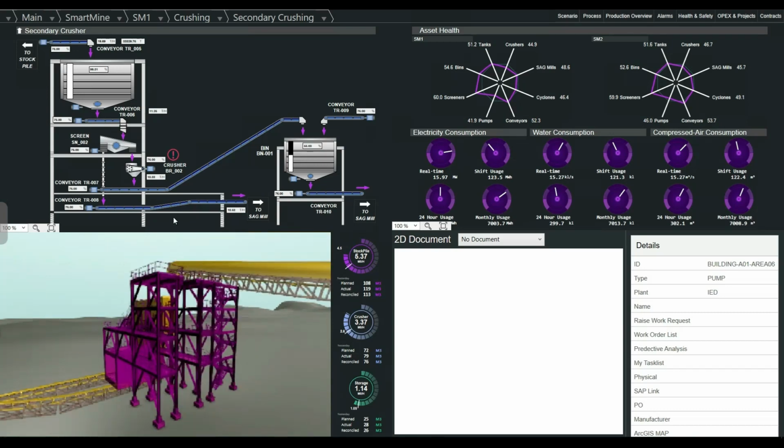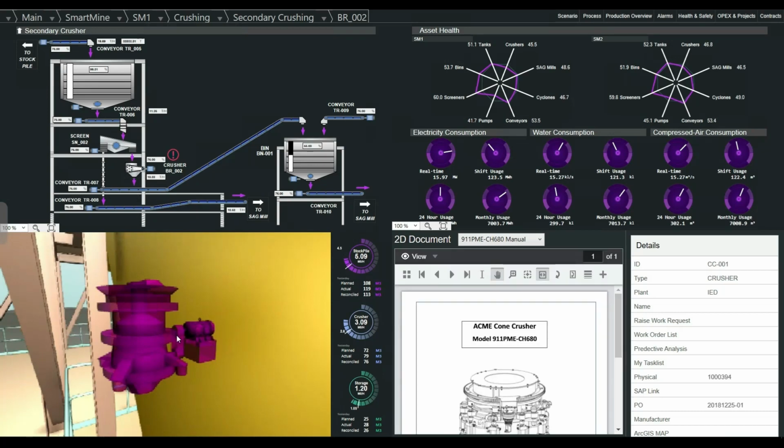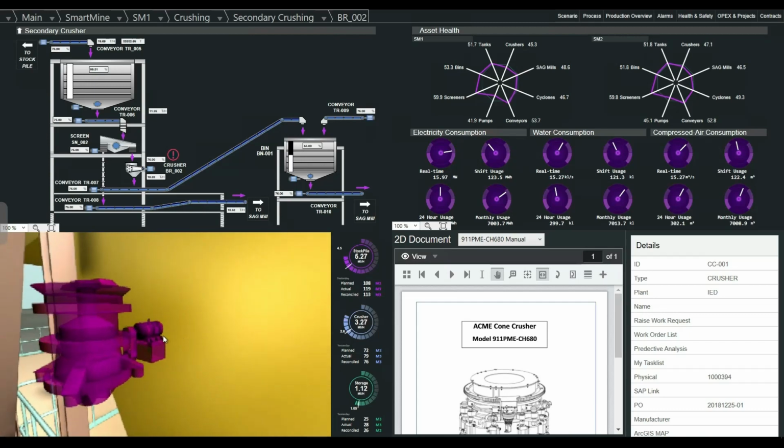If you look up there, there's an exclamation mark right there, and clicking that, the crusher will show up in the 3D image. We can see where the crushing unit is physically located in the plant to understand how easily this unit can be accessed by a worker, just in case maintenance activities need to be conducted.